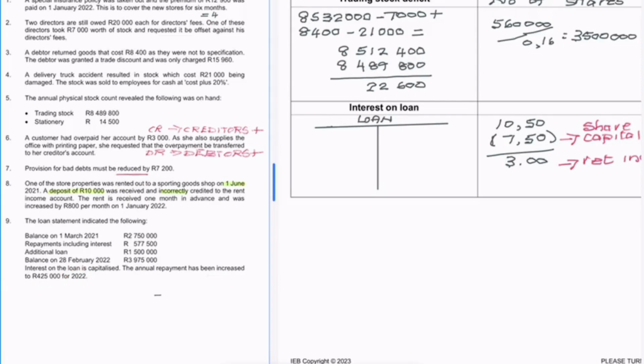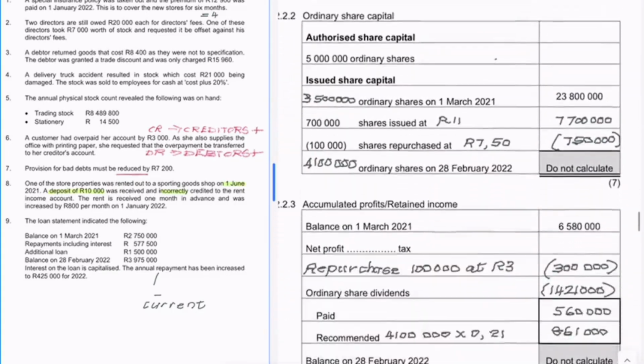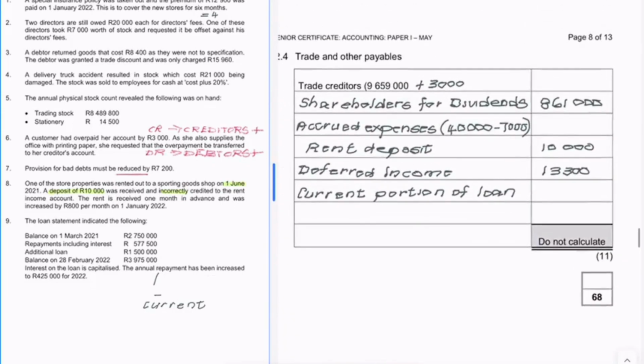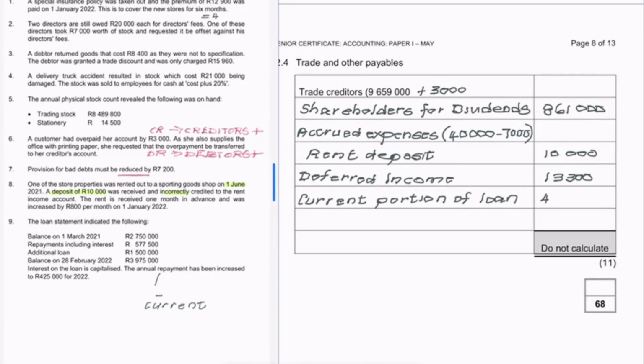So I want to just stop and look at this last sentence that they've put on here. The moment that you have a long-term liability and they're telling you there's an annual repayment, this annual repayment has got to be current, because you're paying off an amount off the loan capital every single year. So deal with that first. Go and put it in. We're going to go down to our trade and other payables, and we're going to make an entry for current portion of loan, and we are told that that was 425,000 Rand. We've dealt with that now, so we can forget about that.